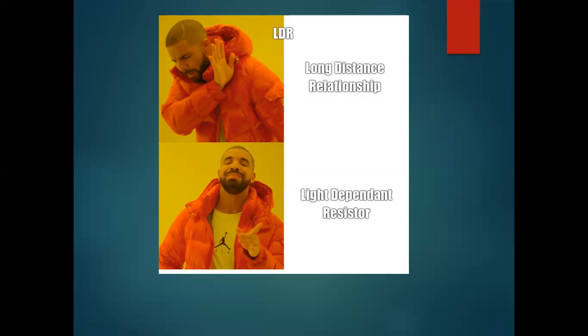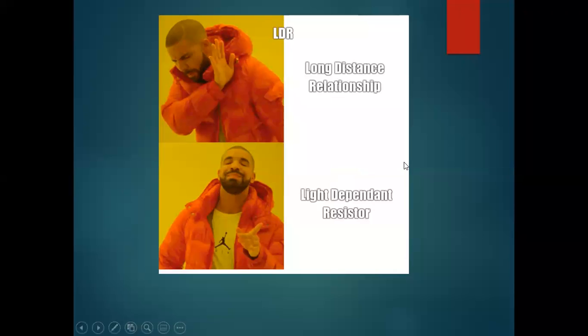Okay, time for a meme. LDR: long distance relationship? No. Light dependent resistor. That's what that LDR stands for. Obviously, LDR stands for light dependent resistor, not long distance relationship. If you thought it stood for long distance relationship, you're obviously wrong. According to Drake, you're obviously wrong.